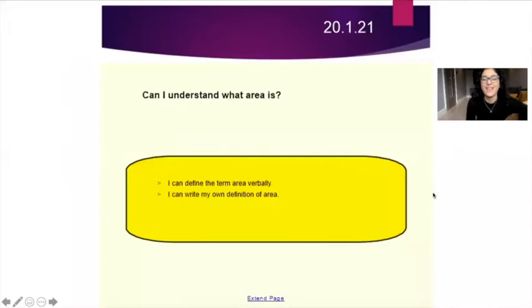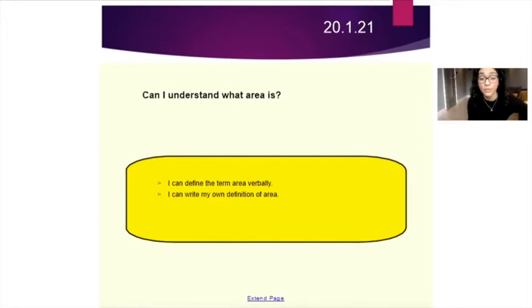Today's lesson's learning objective is, can I understand what area is? So by the end of this lesson, you should be able to define the term area verbally. So you should be able to say out loud what you think area means, and you can write your own definition of area. So we've stepped away from multiplying and division, and we are going on to area.